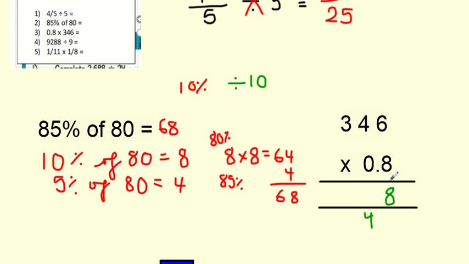I'm going to put the decimal point in now. So 4 times 8 is 32. Add the 4, 36. 3 times 4 is 24. Add the 3, 27.